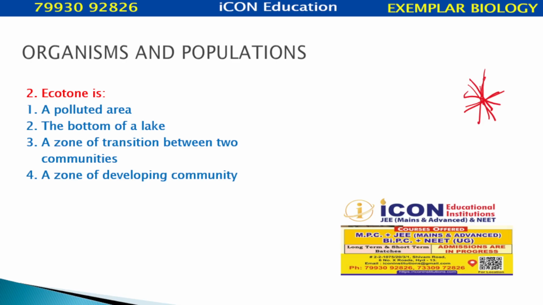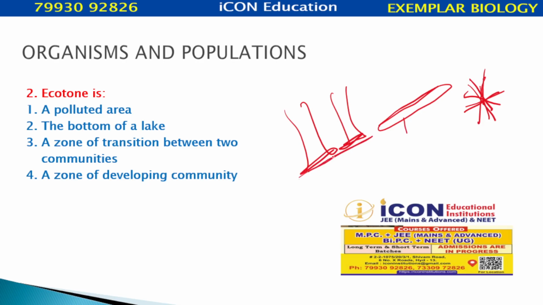Ecotone is a polluted area, the bottom of a lake, a zone of transition between two communities, or a zone of developing community. Ecotone is between two different ecosystems, like there is a lake ecosystem, there is a forest. The transition zone can be called an ecotone, a zone of transition between two communities.